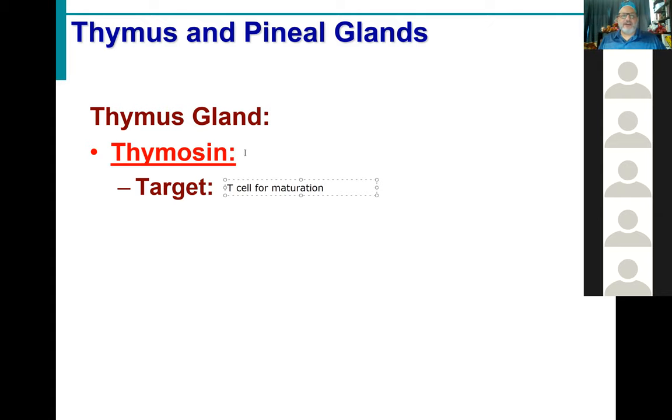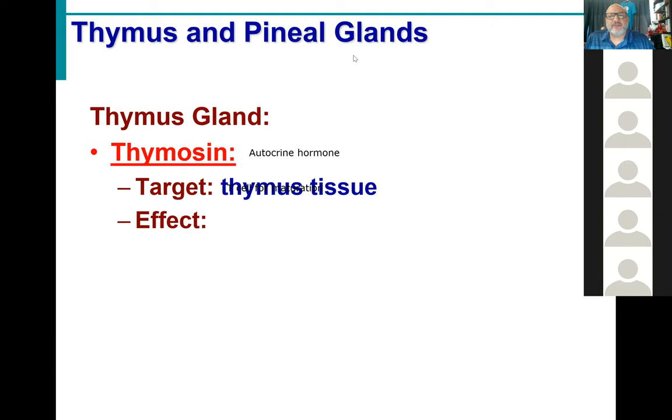So if you think about it, thymusin is the one hormone we've talked about that, technically, it's a circulating hormone that goes into the circulation, but what it affects is itself. So really it's kind of an autocrine hormone. It is regulating the activity of itself. So absolutely, that target is those T cells, the thymus tissue itself, for that maturation of our T cells.